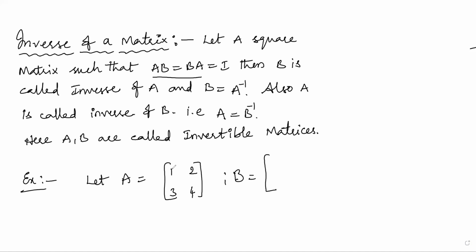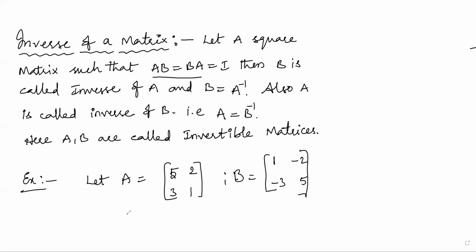Just a minute. I want to show a simple example. B is 1, minus 2, 3, and 4. Okay, I wrote B like this.